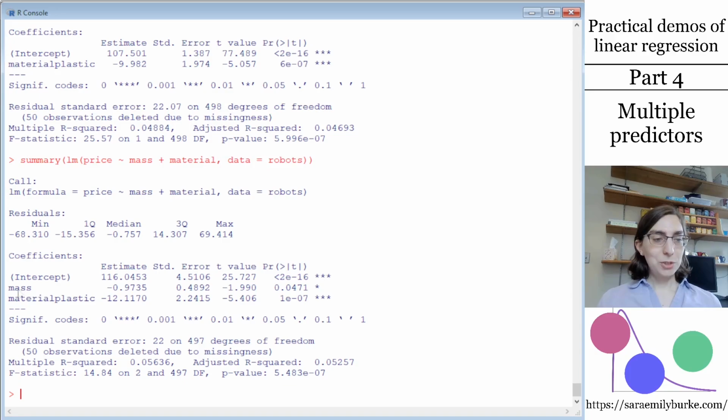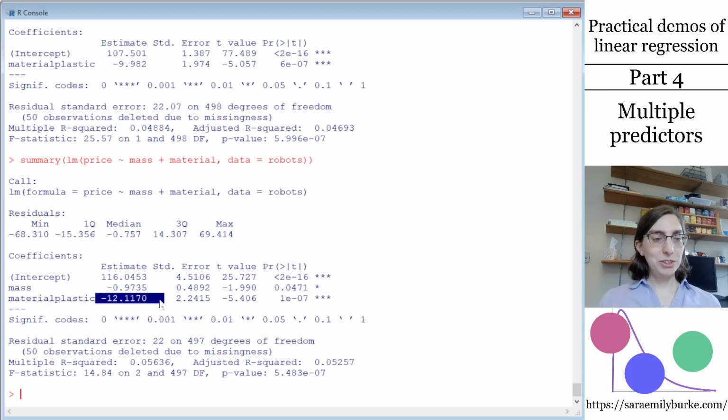If we were to estimate the relationship between mass and price for the metal robots, and also estimate the relationship between mass and price for the plastic robots, and come up with a compromise between those two relationships if they were somehow different, then that compromise would be something like negative 0.97. So even though mass was not strongly associated with price in general, within the groups of metal and plastic robots, it's negatively associated with price. Heavier robots are cheaper.